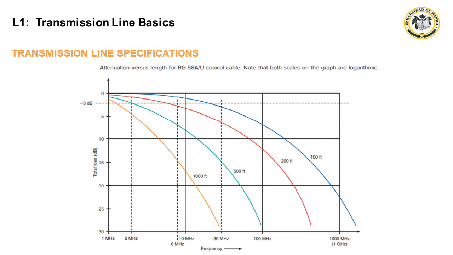Several things can be done to minimize loss. First, every attempt should be made to find a way to shorten the distance between the transmitter and the antenna. If that is not feasible, it may be possible to use a larger cable.